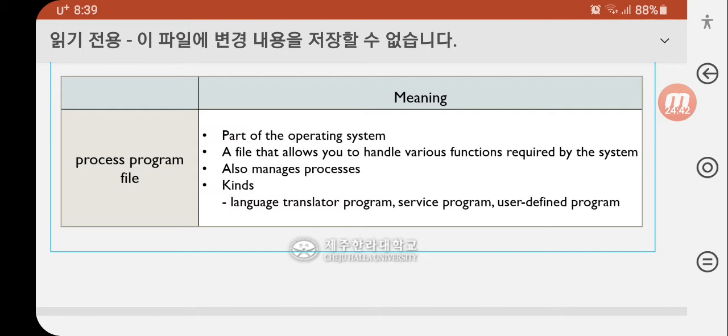And process program file, that is a part of the operating system. This file allows you to handle various functions required by the system and also manages processes.